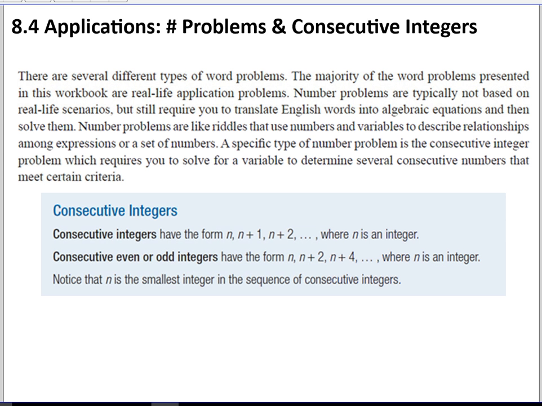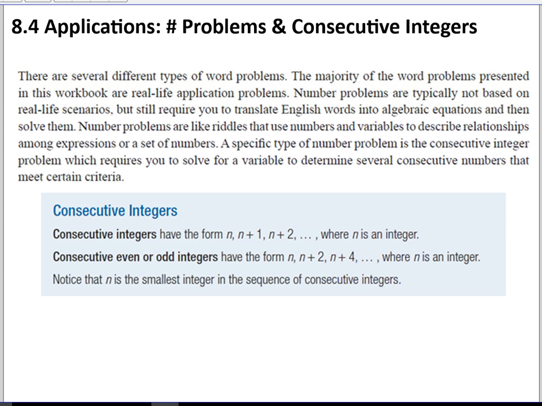Number problems are typically not based on real-life scenarios, but still require you to translate English words into algebraic equations and then solve them. Number problems are like riddles that use numbers and variables to describe relationships among expressions or a set of numbers. A specific type of number problem is a consecutive integer problem, which requires you to solve for a variable to determine several consecutive numbers that meet certain criteria.